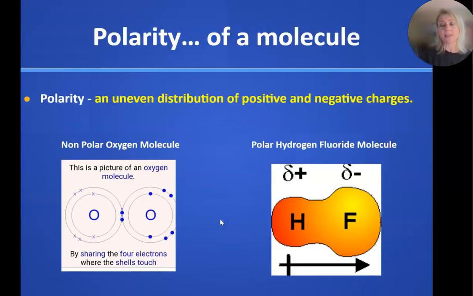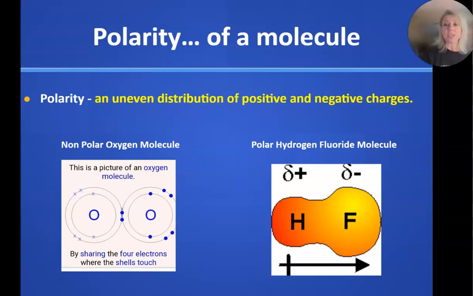Atoms are not the only things that can become polarized. However, molecules also can become polarized. So remember, polarity: an uneven distribution of positive and negative charges. Say it with me. Polarity, an uneven distribution of positive and negative charges.